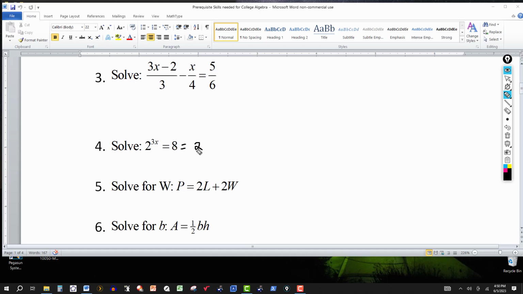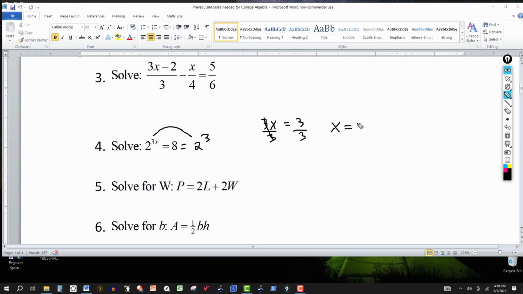I know that 3 factors of 2 is 8, so I can write the 8 as 2 to the 3rd power. So now I have a base of 2 and a base of 2. Well, the only way these two can be equal is if the exponents are equal. So that means 3x will equal 3. So 3 times 1 gives me 3, or divide both sides by 3 to solve for x. This cancels out. 3 divided by 3 is 1, so x is equal to 1.